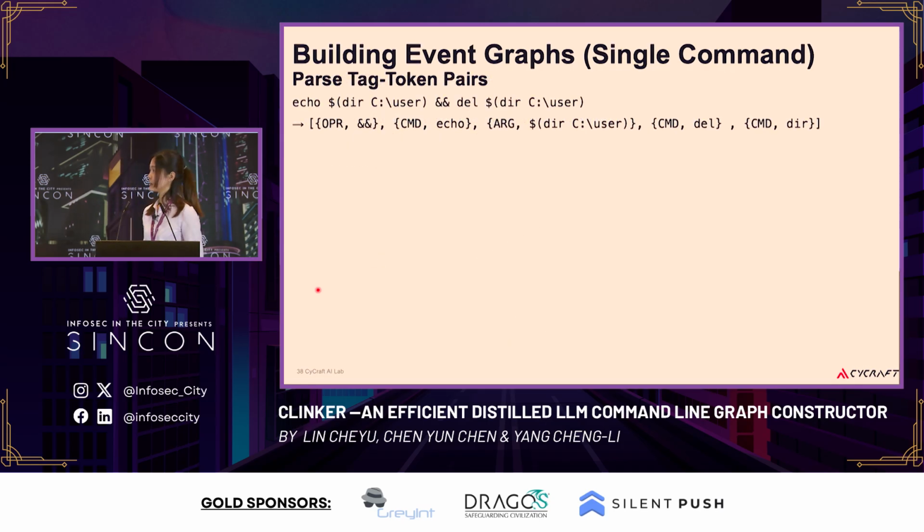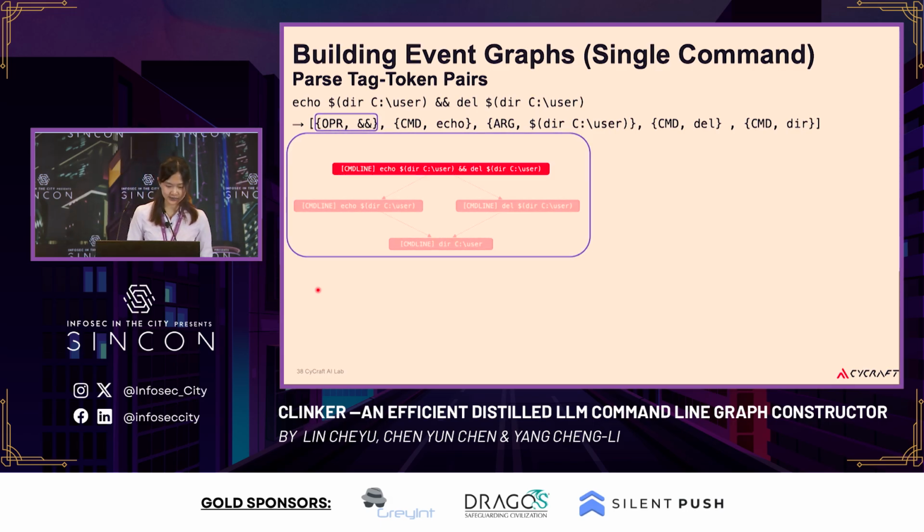In the second phase, we take the parsed token tag pairs and apply a similar idea. That is, we start from each leaf command node, and for each token, we find the deepest layer in the structure that contains it and attach it there. So for example, let's take a look at the double AND operator. It should belong in the root command since it appears nowhere else. So we attach it onto the root command.